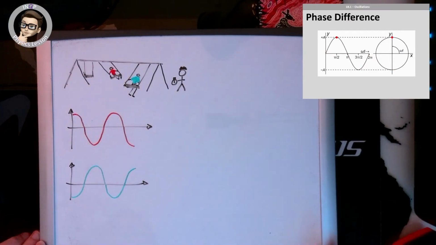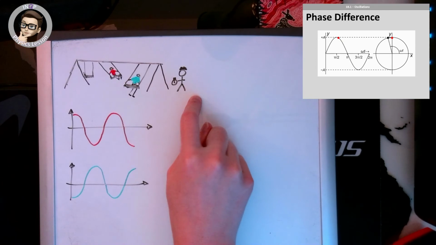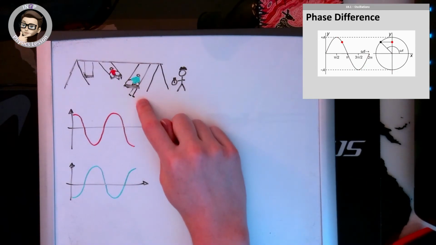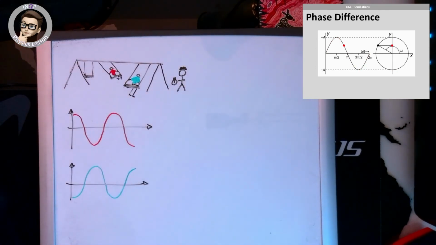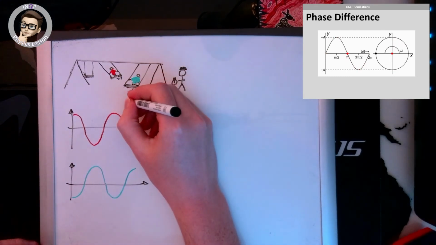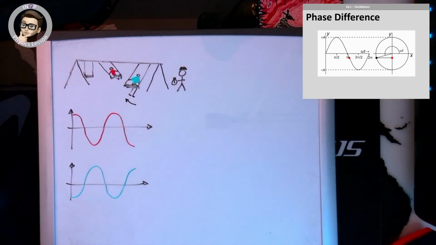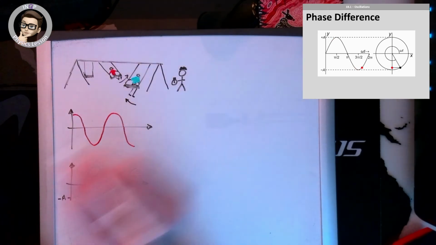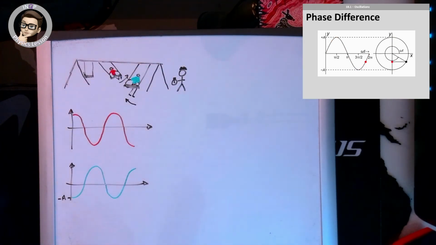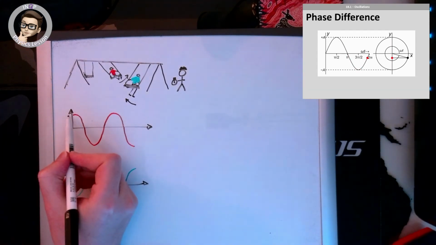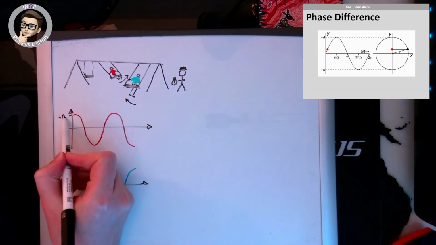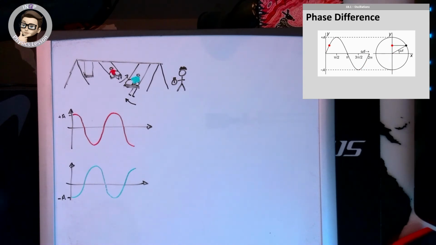So here I've got 3 swings and a person who's timing them. The guy in the green jumper or t-shirt is moving backwards, which we're going to call a negative displacement. So he is going to start from a negative maximum displacement, which is the amplitude. And the guy in the red here is moving in the opposite direction, which we will call a positive displacement. And we'll say he's starting from a maximum positive amplitude.